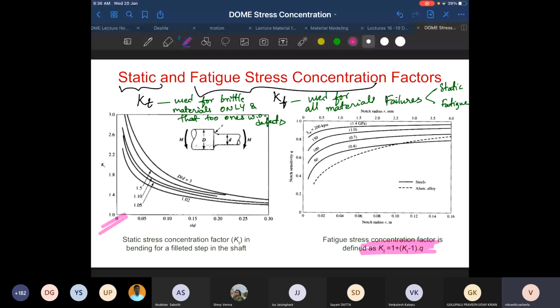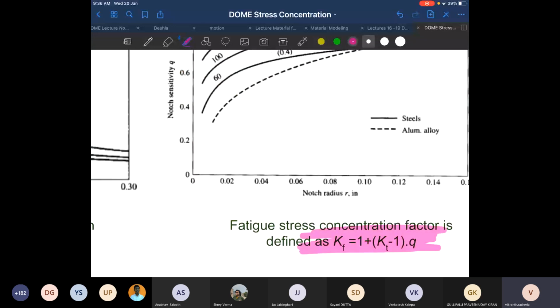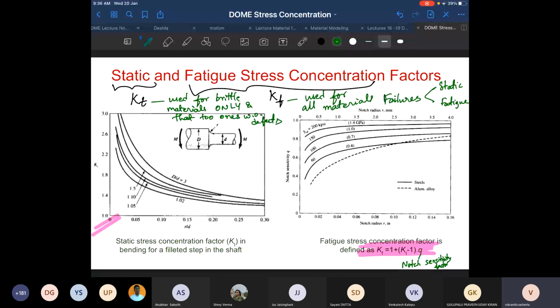And then, to determine the fatigue stress concentration factor, what are we writing fatigue stress concentration factor as? We are writing it as 1 plus KT minus 1 into Q, where Q is called the notch sensitivity factor. So you use graphs like this in order to get notch sensitivity as a function of geometric feature. Now, notch sensitivity factor Q varies from 0 to 1. Okay, minimum value is 0, maximum value is 1.